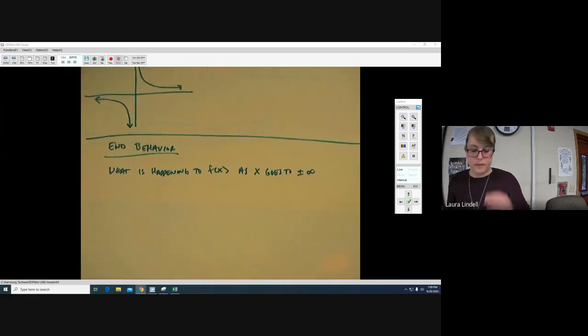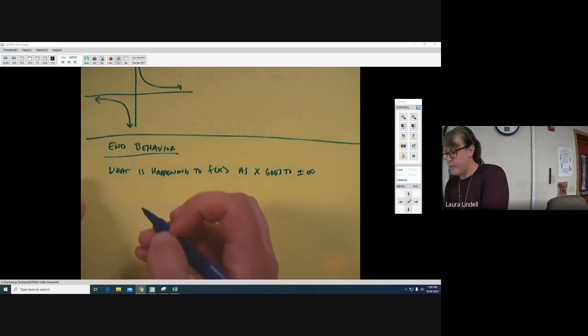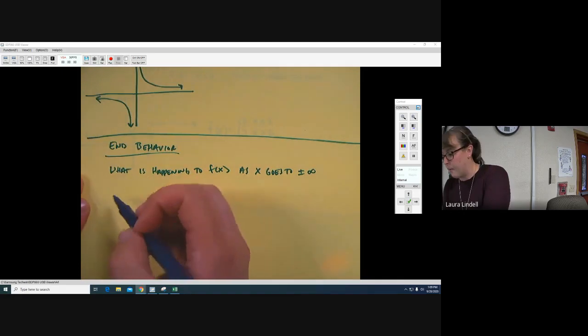Okay. And sometimes we also refer to it as right end behavior and left end behavior. So right end would be as x is going to positive infinity. Left end would be as x is going to negative infinity. So some notation that we'll have.